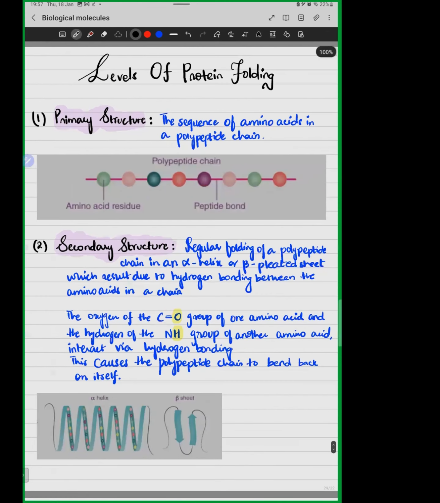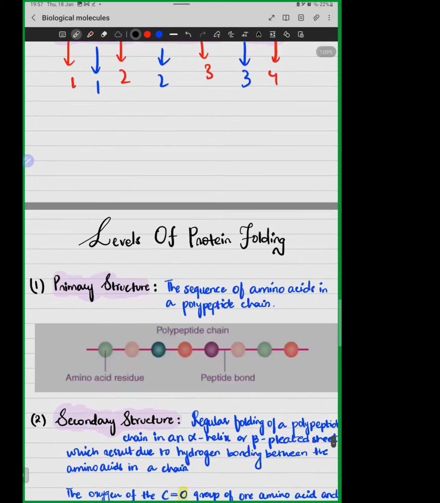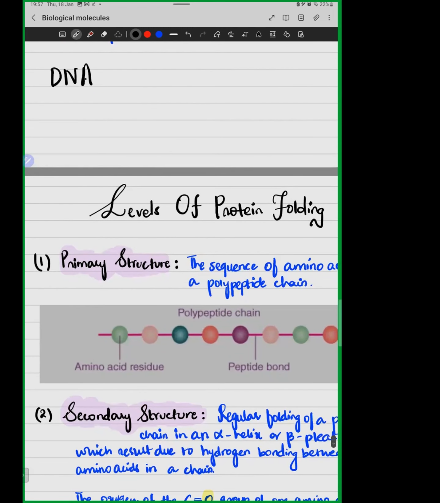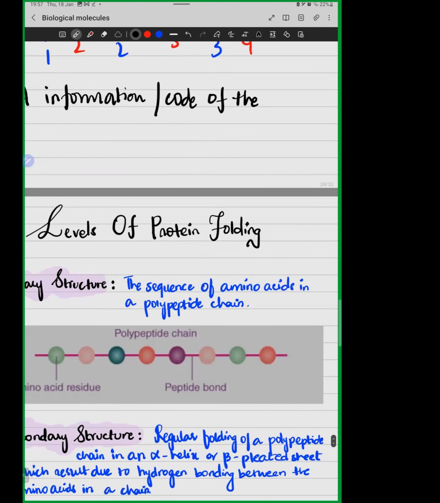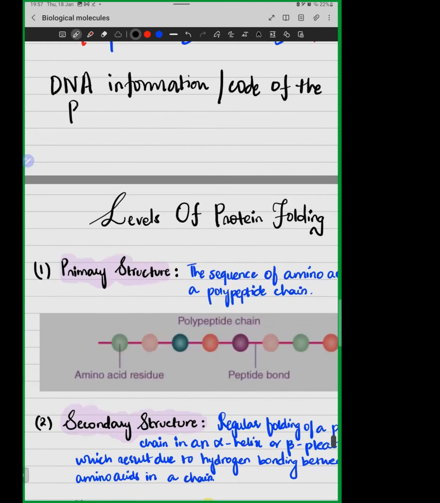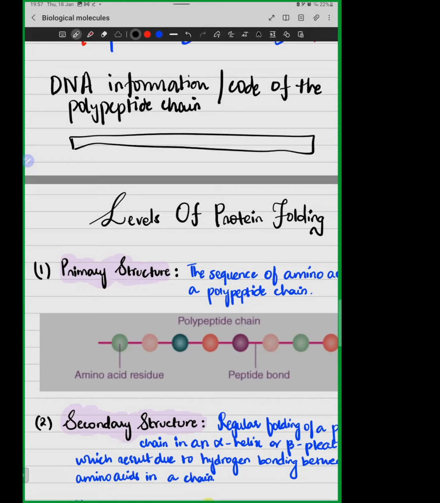Okay? Now what happens is, हमारे पास होता क्या है, हमारे पास डीएनए होता है, which has the information or the code of the protein or of the polypeptide chain. हमारे पास डीएनए जो होता है उसके पास एक कोड होता है ऑफ द पॉलीपेप्टाइड चेन. For example, this is my DNA. This is one gene. This is my gene A.